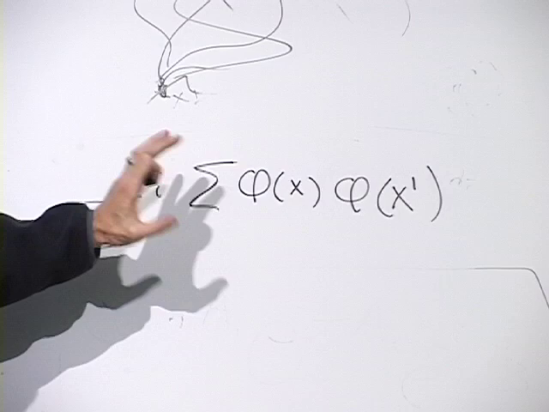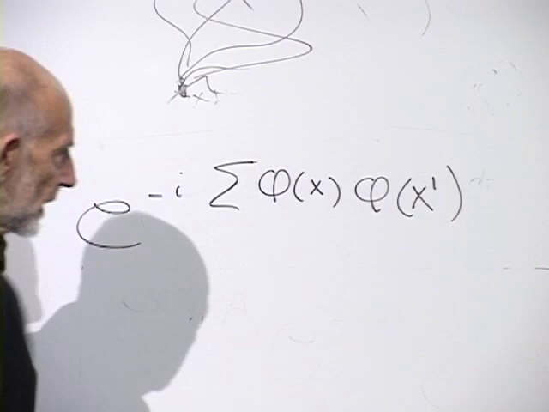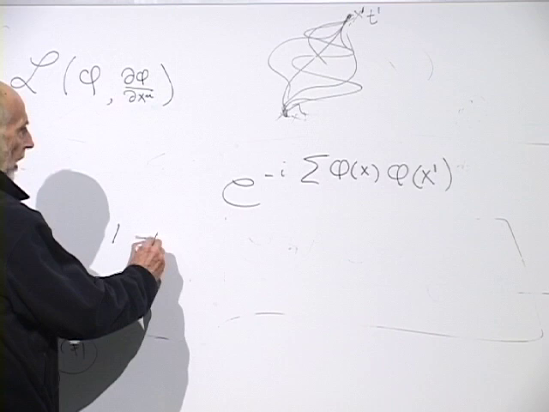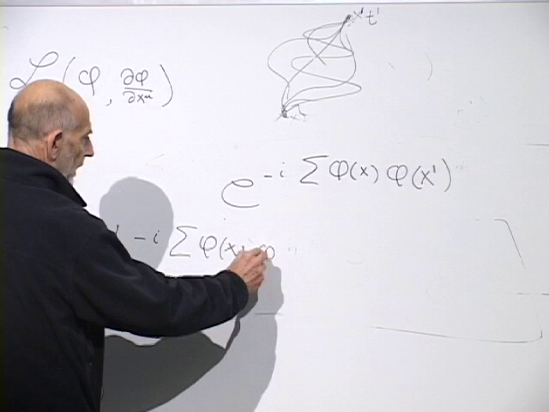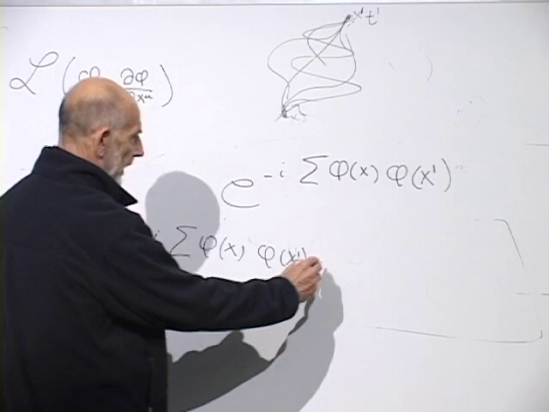And now we can expand out this exponential. Let's see what's there. There's 1 minus i times the sum of phi of x, phi of x prime. And then things like, let's see. What's the next term?